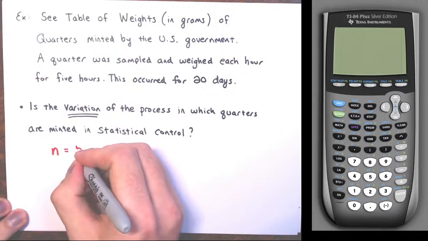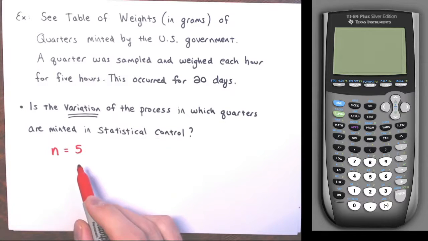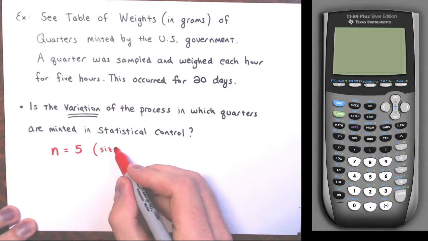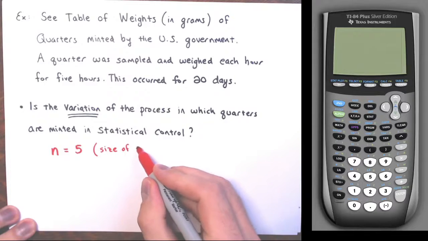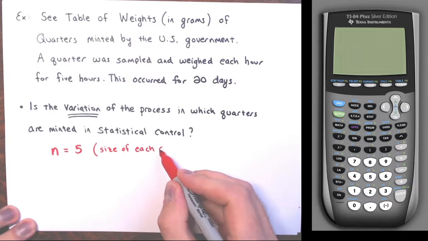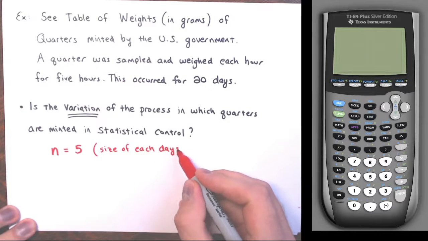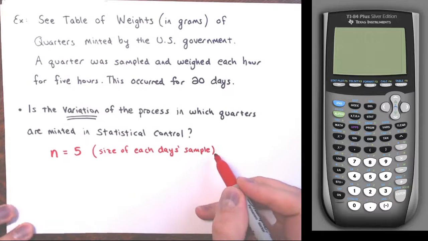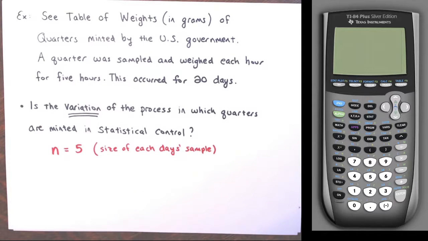is 5, right? And this is not 100. Remember, this is the size of each day's sample. There are 5 quarters being pulled every single day. Okay, so don't think of this as 100, right?